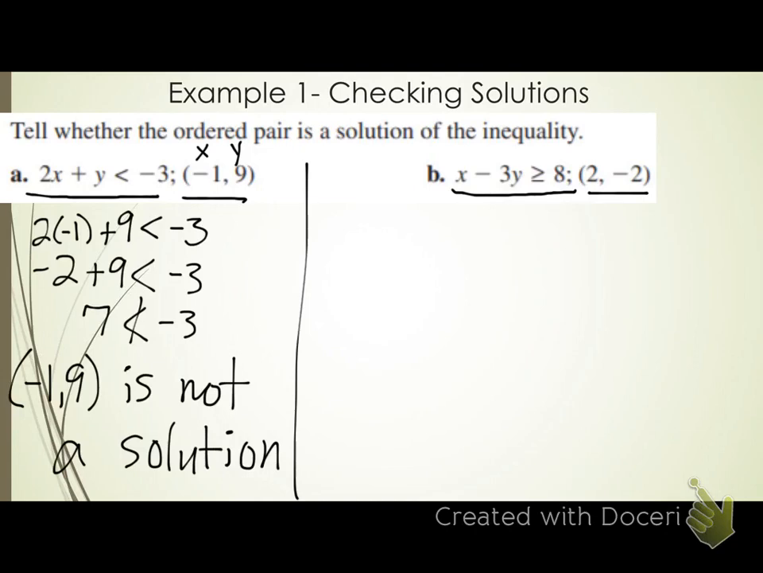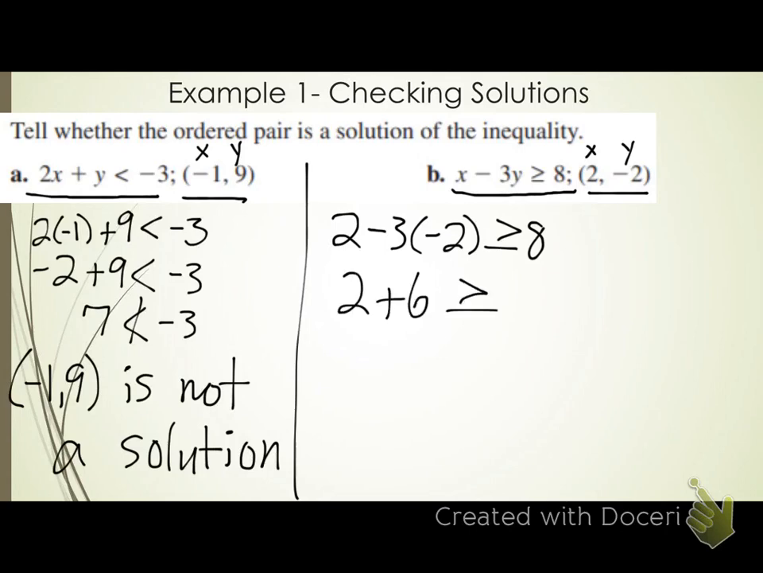What's my x value here? 2. What's my y value? Negative 2. So take x out, put 2 in its place, minus 3 times y, which is our negative 2, is greater than or equal to 8. Now working down both sides. What's negative 3 times negative 2? Positive 6. So 2 plus 6 is greater than or equal to 8.